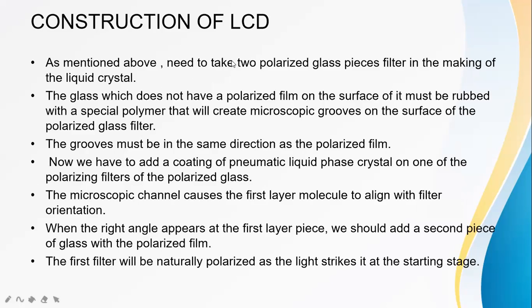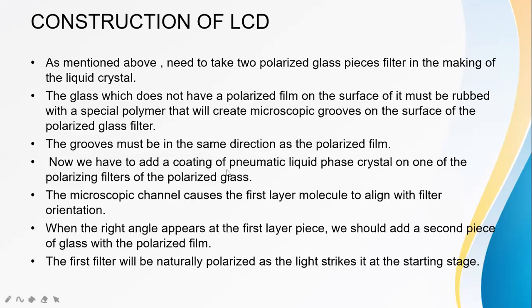As we already discussed, two polarized glass pieces are used in the making of the liquid crystal. The glass which does not have a polarized film on the surface of it must be rubbed with a special polymer that will create microscopic grooves on the surface. See, it has two polarized glasses. We have the glass which doesn't have a polarized film on the surface. It should be rubbed with a special polymer. With that rubbing, it creates microscopic grooves on the surface of this polarized glass. These grooves must be in the same direction as the polarized front films.